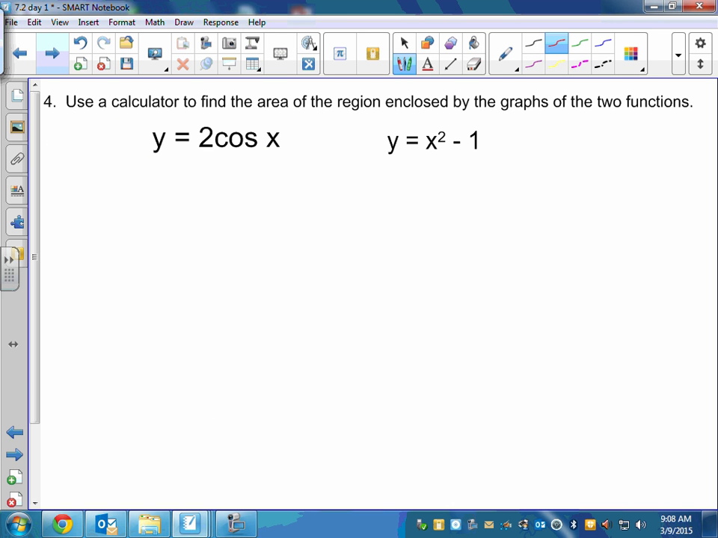What time did we get up here? All right, sorry. Go to this one first. Number 4. We can get that one done. It's a calculator question. It says, use a calculator to find the area of the region enclosed by the graphs of the two functions. Which means if you can use a calculator, then you can graph these on the calculator to see which one is the bigger function, right?